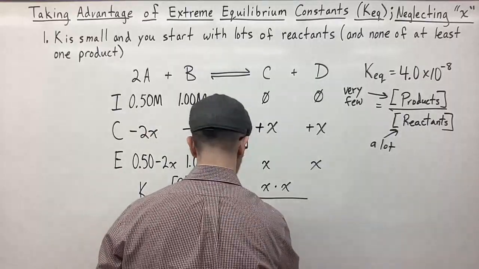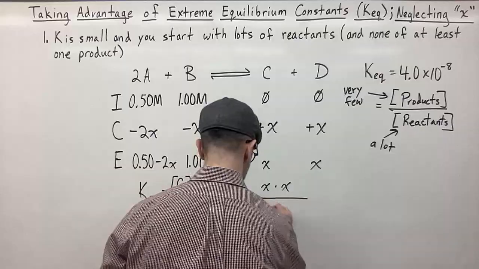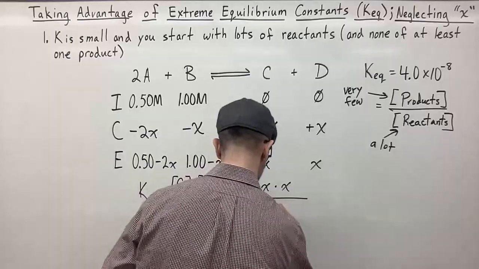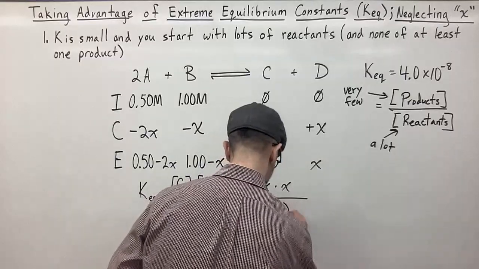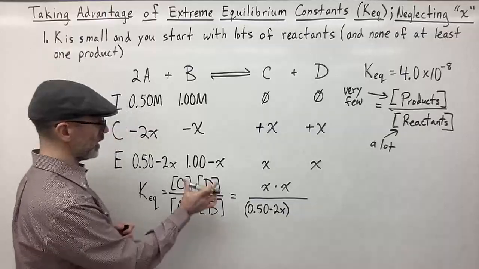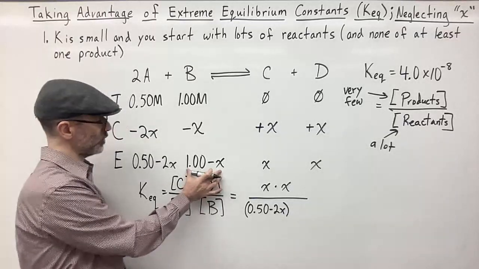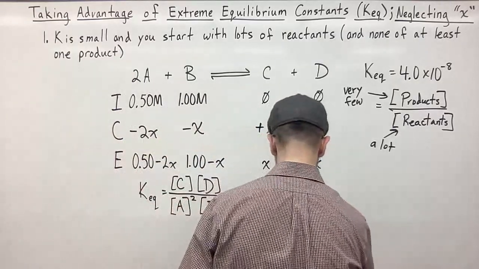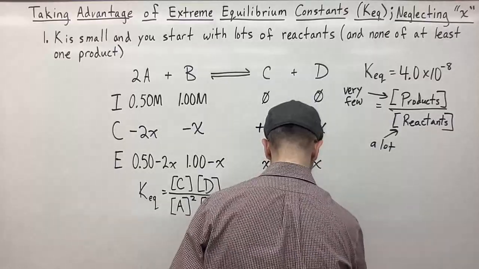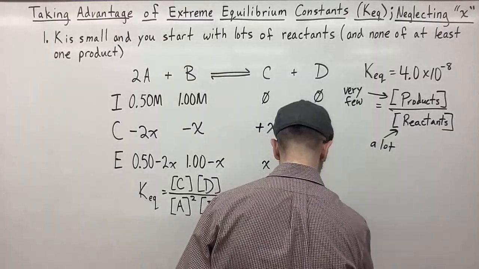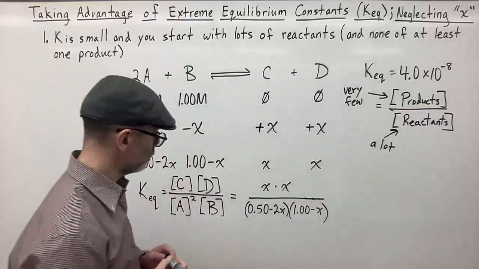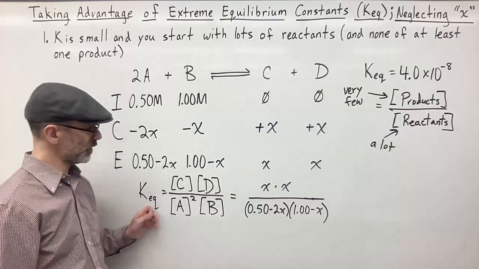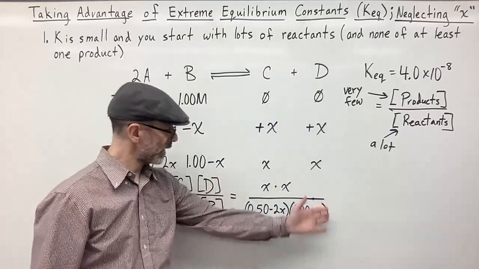So that's going to be 0.50 minus 2x. And then multiplied by B, and B has the concentration in terms of X of 1.00 minus X. So I'm going to put that in. So multiplied 1.00 minus X. And so now I have my KEQ expression all in terms of X.